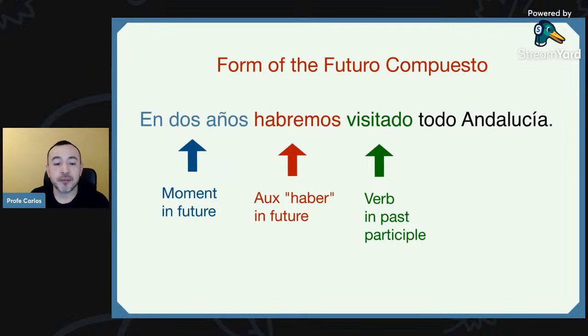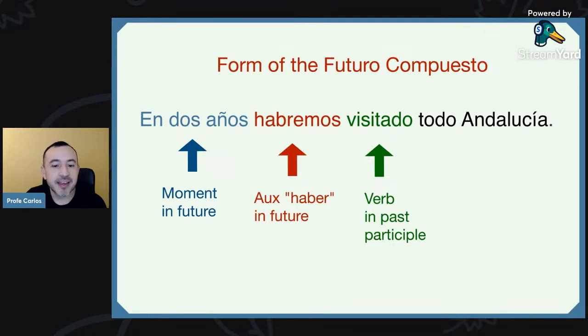ending in ado. Now, important to mention, the moment in future in Spanish, you can place it also at the end of the sentence and it doesn't lose the meaning. So you can do that. Habremos visitado todo Andalucía en 2 años. You can even put it in the middle. Habremos visitado en 2 años todo Andalucía. So, sometimes with these components, you can be playful a little bit in Spanish and the meaning is still there. So do it, for fun and for a change.